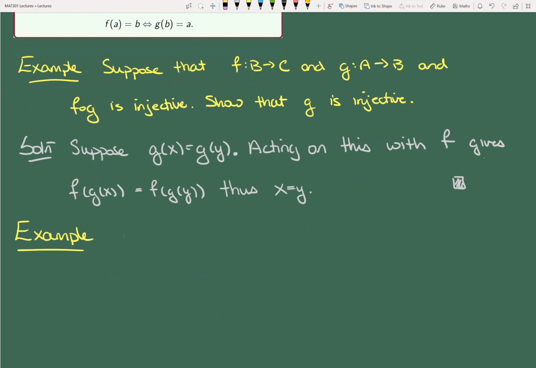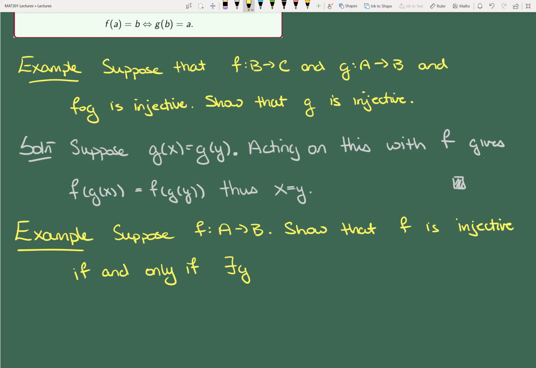So suppose f maps A to B. So let's show that f is injective if and only if there exists a map g from B to A such that g composed f is the identity on A, okay?